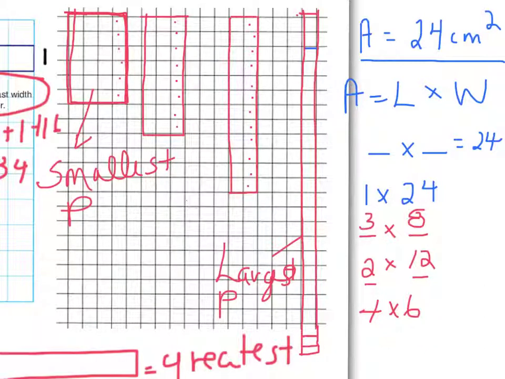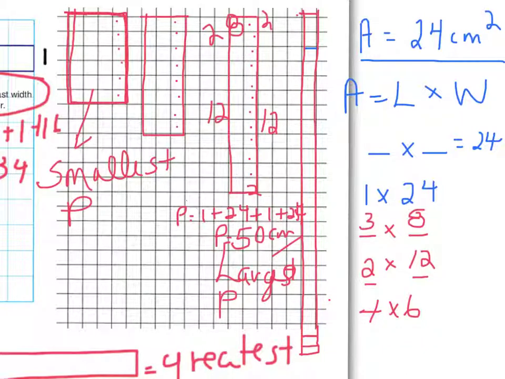Okay, if this one was 1 by 24, to find the perimeter, we would have to go 1 plus 24 plus 1 plus 24. So 24 plus 1 is 25, 25 plus 25 is 50. That means this has a perimeter of 50 centimeters. Let's check in between these other ones just to be sure. 2 by 12 by 2 by 12. So 2 plus 12 is 14. 14 plus 14 is 28. So our perimeter for this one is 28.